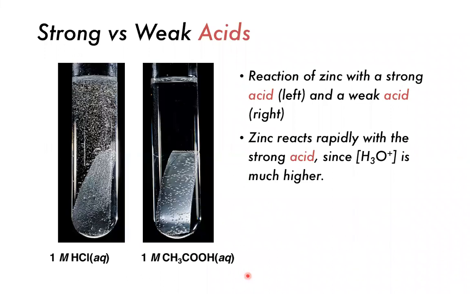So if we look here at strong versus weak acids, we have zinc being submerged in two different types of acid, a strong acid on the left and a weak acid on the right. We can see that the zinc reacts rapidly with the strong acid through the evolution of these bubbles. Then on the right-hand side, we can see the reaction of zinc with the weak acid, where there are not so many bubbles forming. And these bubbles are representative of a reaction between the zinc oxide, in this instance, that coats the zinc metal, and the acid solution.